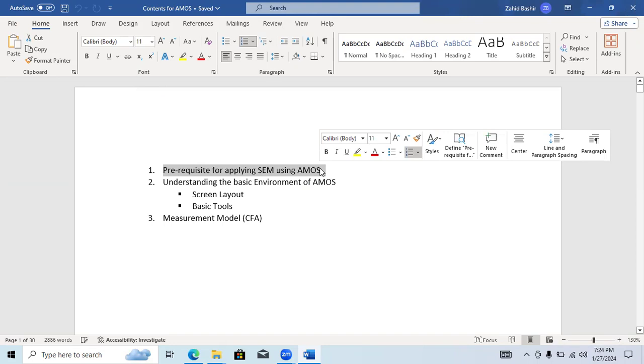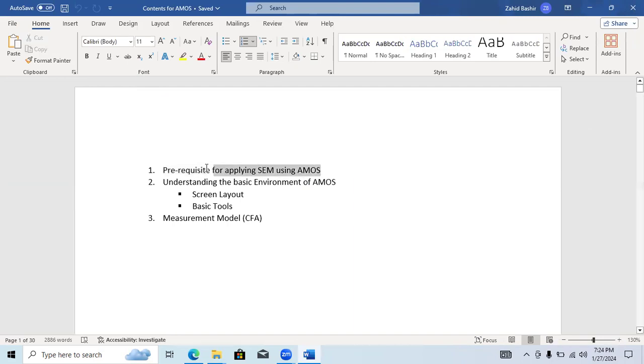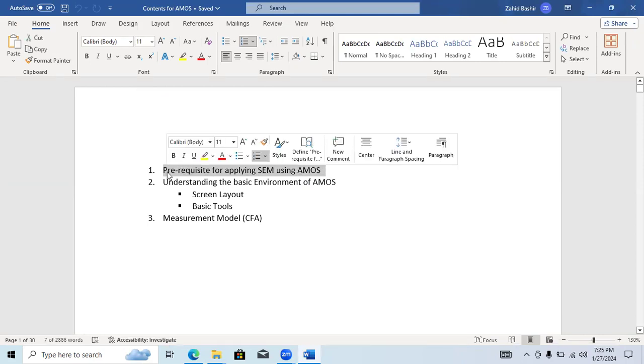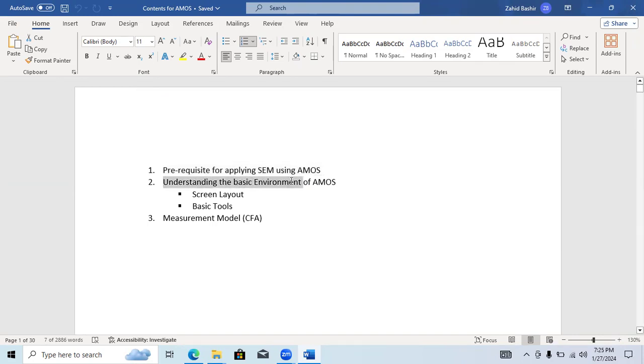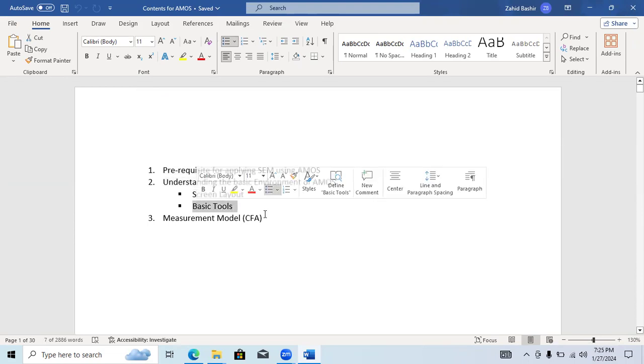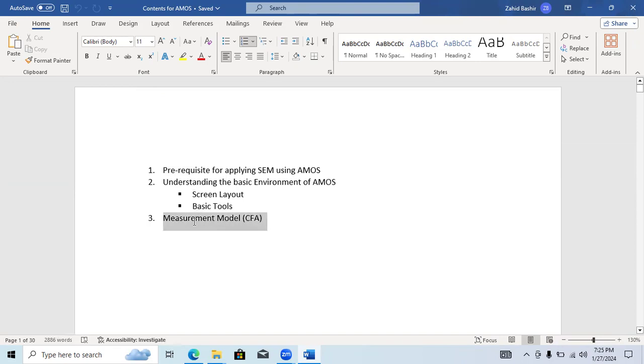If you are new to AMOS, and you are not sure how to use AMOS for structural equation modeling, then you need some basic understanding of the prerequisites needed to apply SEM using AMOS. Then you need to understand the basic environment of AMOS, like screen layout and basic tools. Then I will apply a basic measurement model for CFA, that is confirmatory factor analysis, using AMOS.